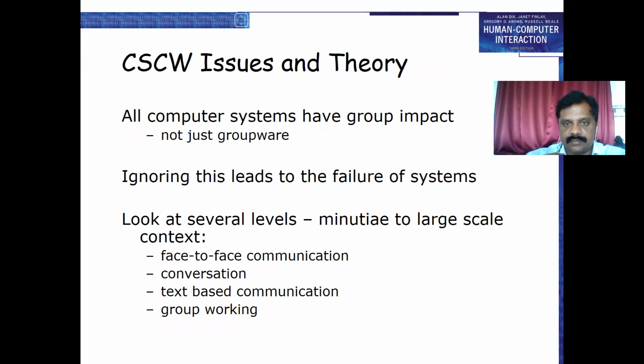CSCW issues and theory. All computer systems have group impact, not just groupware. So ignoring this leads to the failure of systems. Look at several levels, from minute to large scale context. There are four types of communication and collaboration models: first is face-to-face communication, then conversation, text-based communication, and group working.